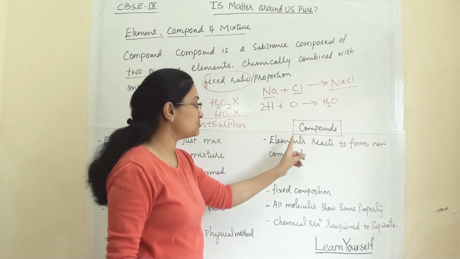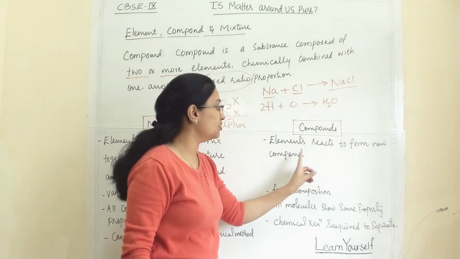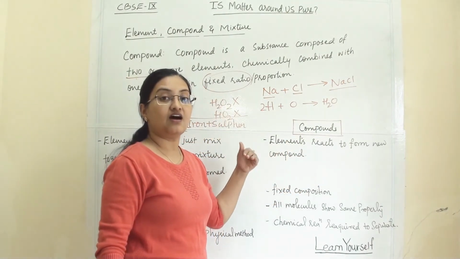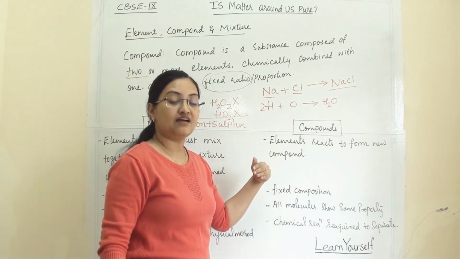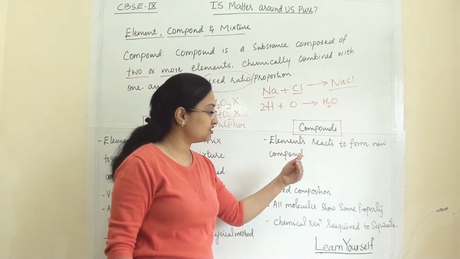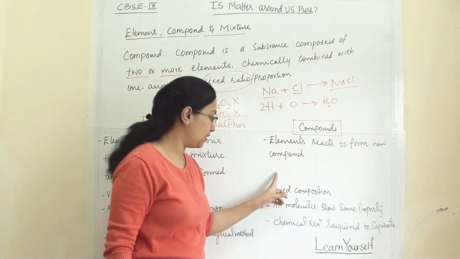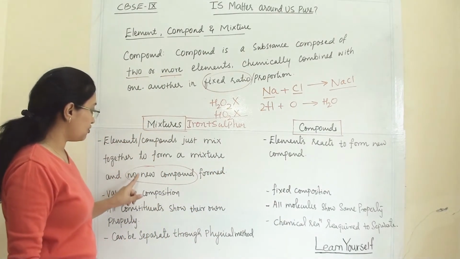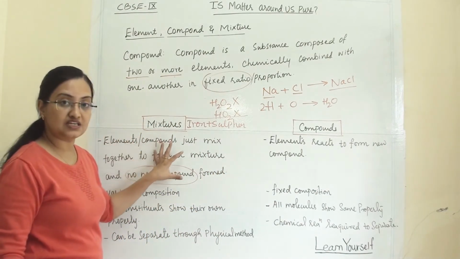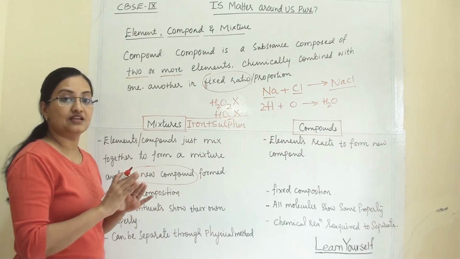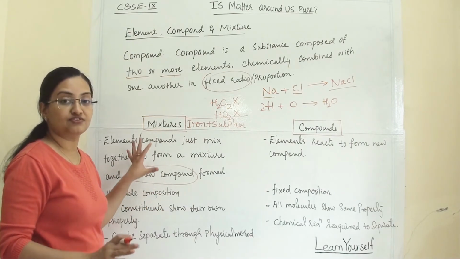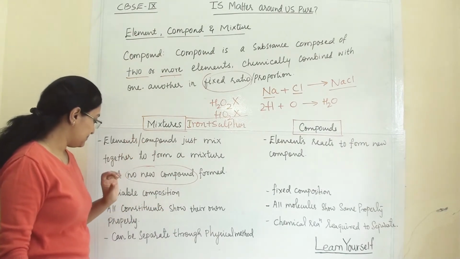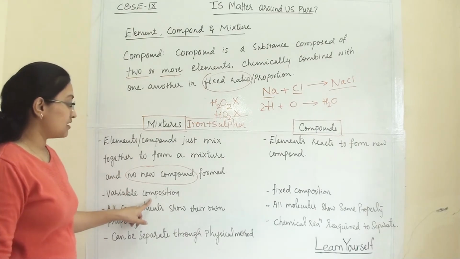What are compounds? Elements react to form a new compound. They have undergone a chemical reaction and they have formed a new compound. So this is the definition of a mixture: they are just physically mixed and there is no new substance after this mixing. Now, variable composition.